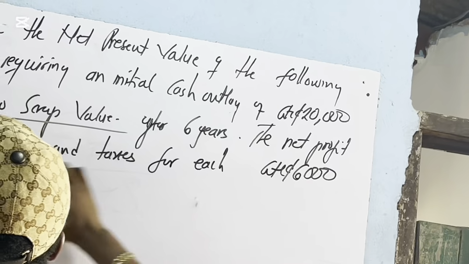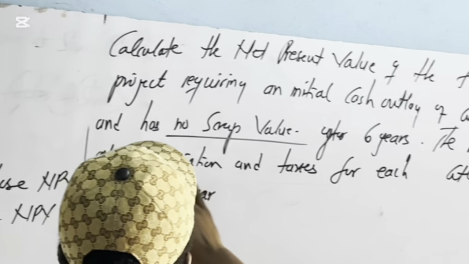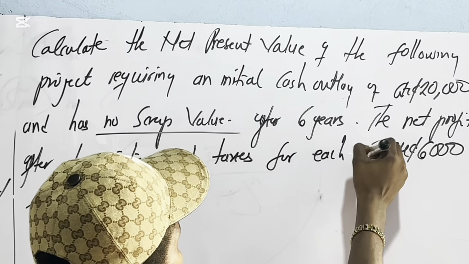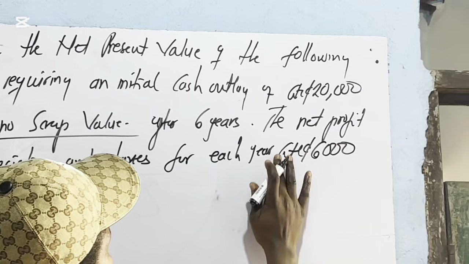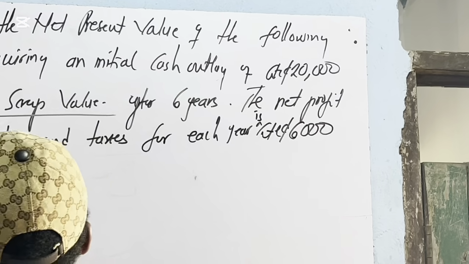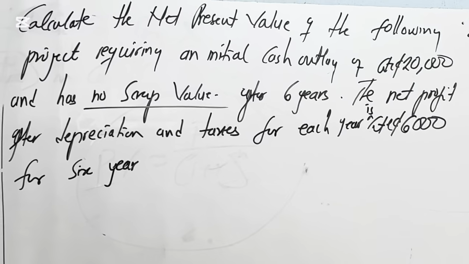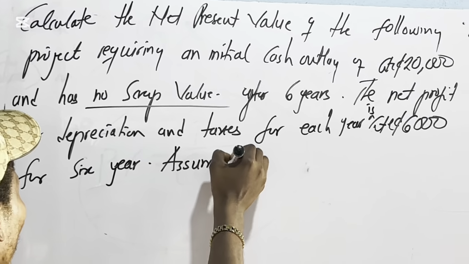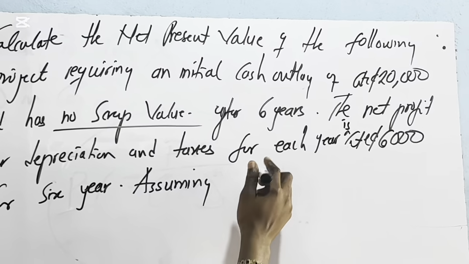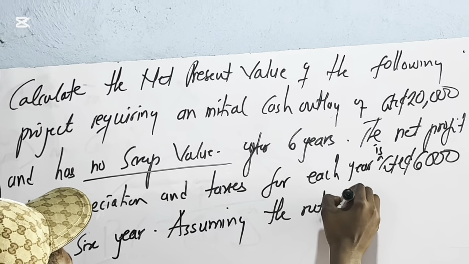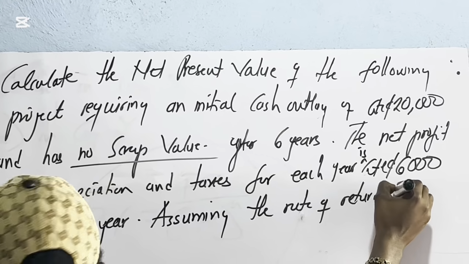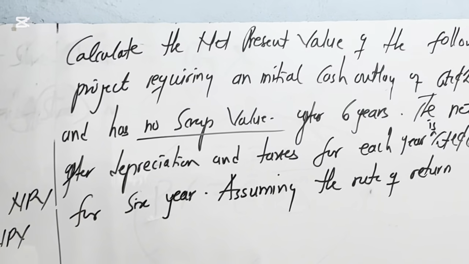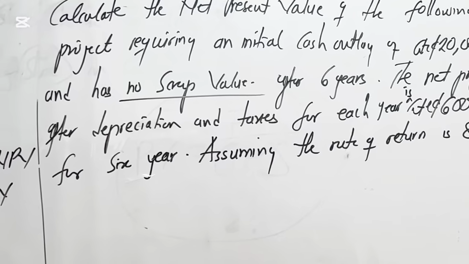The net profit after depreciation and tax for each year is 6,000 for 6 years, assuming the rate of return is 8%. So here, what are we looking for? It's a very, very simple question.